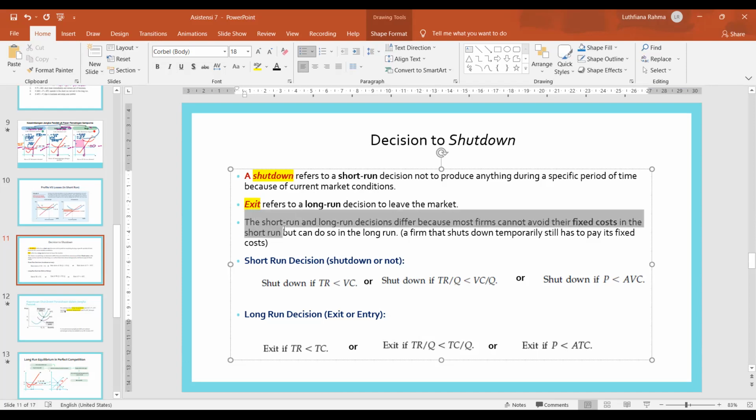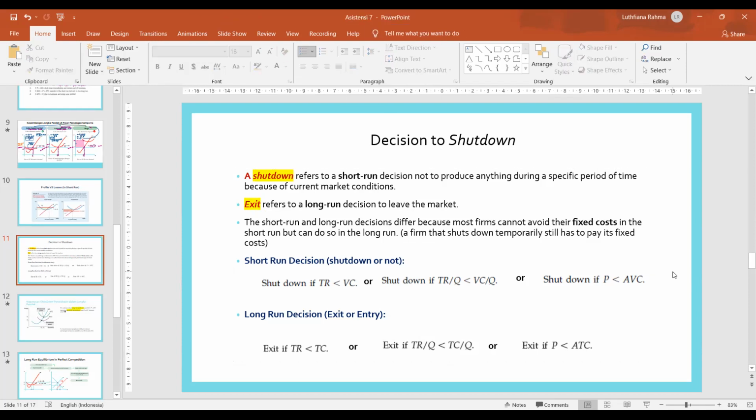Okay, so why do the short run and the long run decisions differ? They differ because most firms cannot avoid their fixed costs in the short run, but they can do so in the long run. Okay, so here is the short run decision.